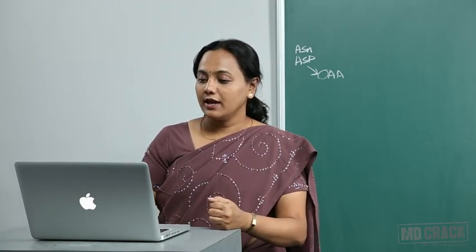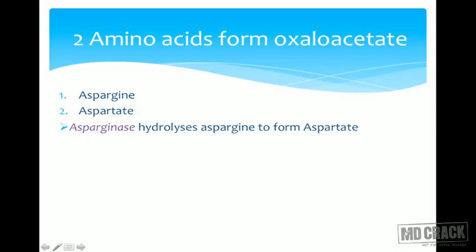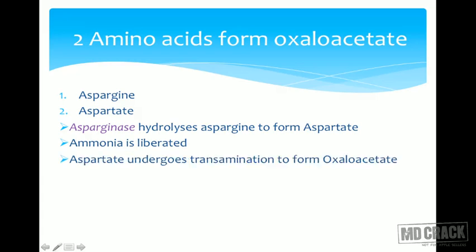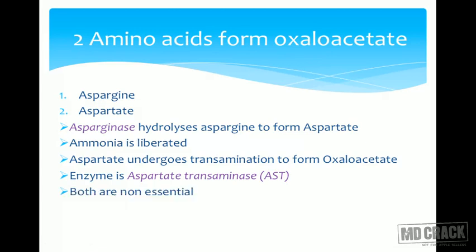So asparaginase hydrolyzes asparagine to form aspartate, and ammonia is liberated. Aspartate undergoes transamination to form oxaloacetate, by aspartate transaminase. Remember that both asparagine and aspartate are non-essential. Why? The reverse reaction is also possible. Transamination is always reversible, requires pyridoxal phosphate, and the reverse reaction is also possible.